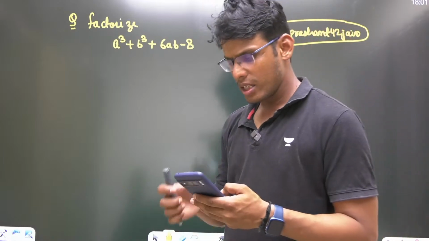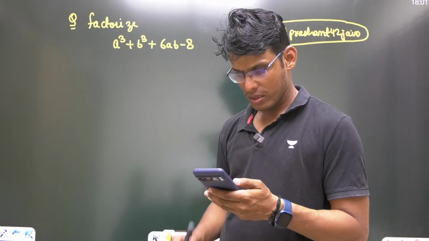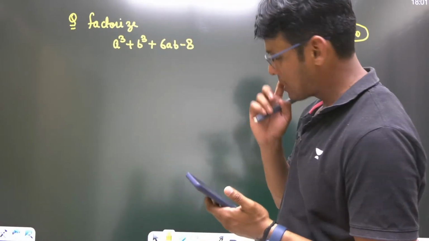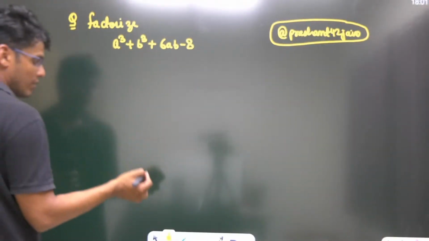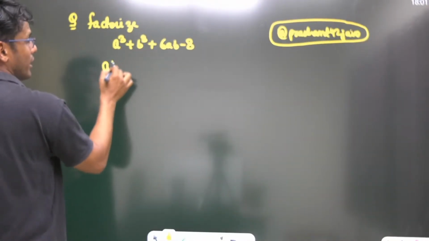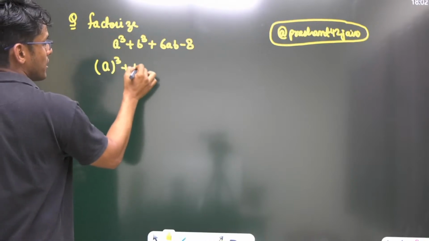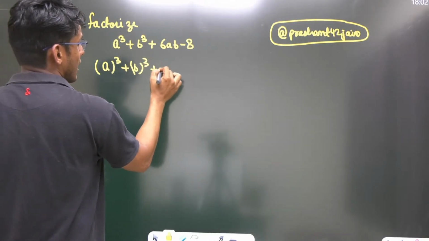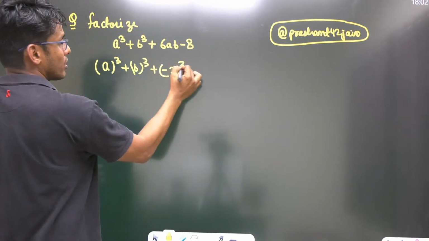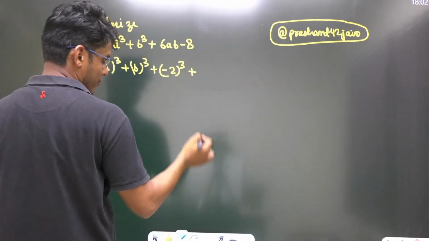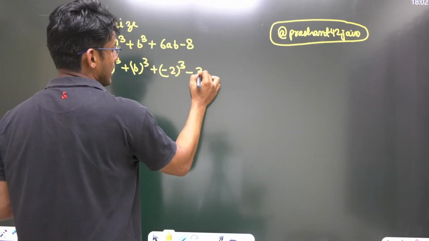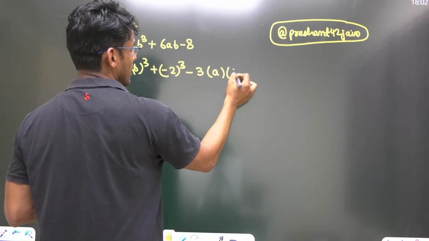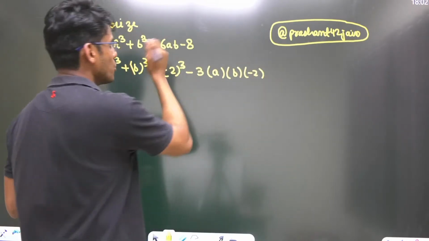Do we have an answer to this? Right. So we will make A cube plus B cube, and now we have minus 2 whole cube. Then you need to write it like this: minus 3 times A, B and minus 2. That is how you get 6AB.